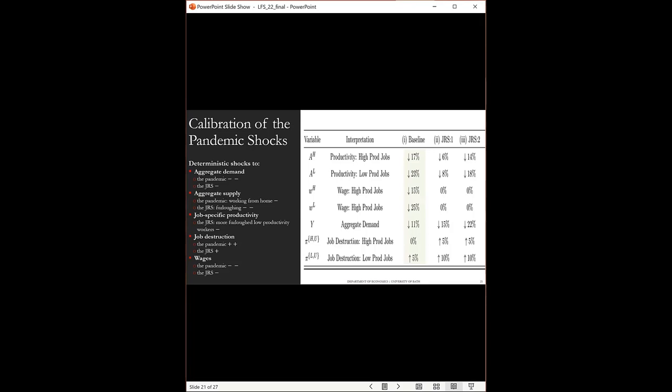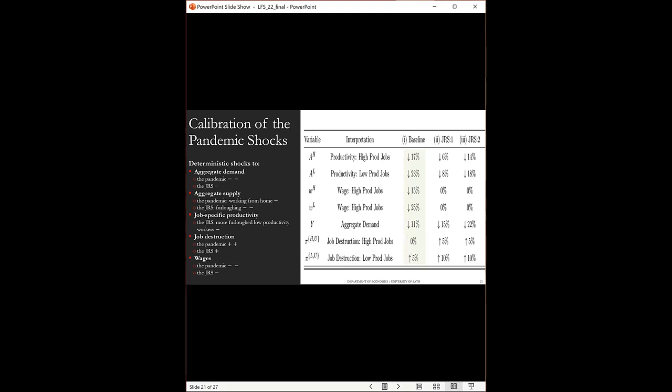We also assume that the pandemic would have induced job destruction or increased job destruction, but the job retention scheme would have reduced that impact on job destruction. And finally, we assume that the pandemic would have induced a fall in wages, but the wage subsidy under the job retention scheme would have mitigated that fall in wages. So all of this we have just discussed is what we have outlined in the baseline column here.